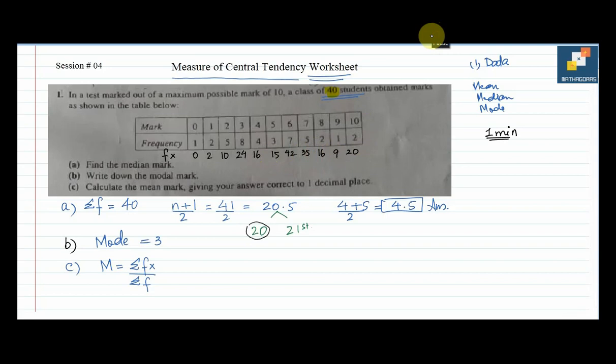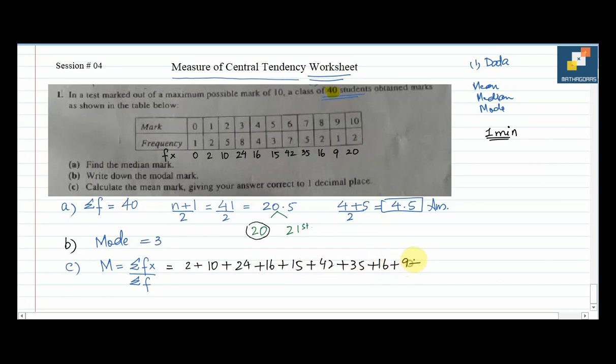Now, once you have found the values of summation fx, you need to add them together. So it will be 0 plus 2, 2 plus 10 plus 24 plus 16 plus 15, 42, 35, 16, 9, and 20. That is your summation fx, and it is divided by summation of frequency, which is given and highlighted in the question. It is 40.